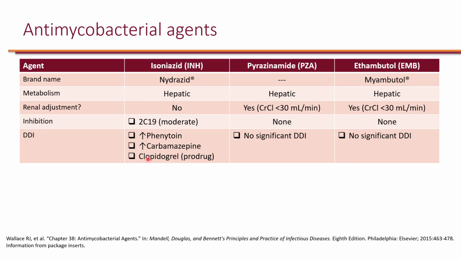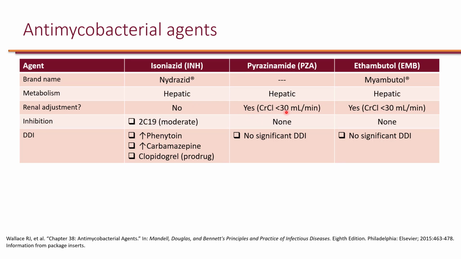Now, these interactions are if you are using isoniazid alone. If you are to use isoniazid in combination with rifamycin, these interactions actually flip to the other side. So when used in combination with rifampin, for example, which is a potent CYP inducer, the concentration of these medications are actually decreased instead of increased.